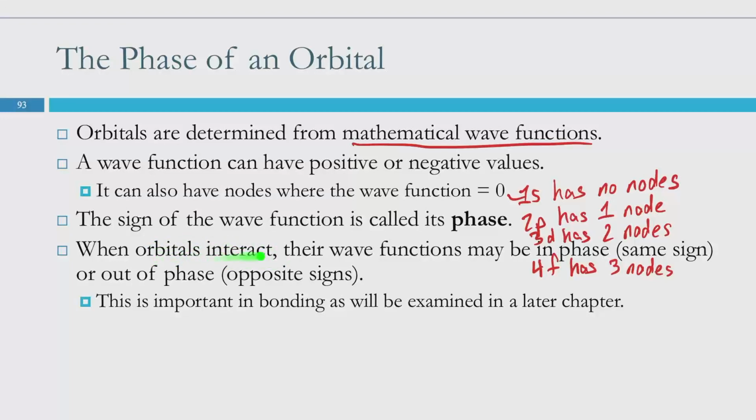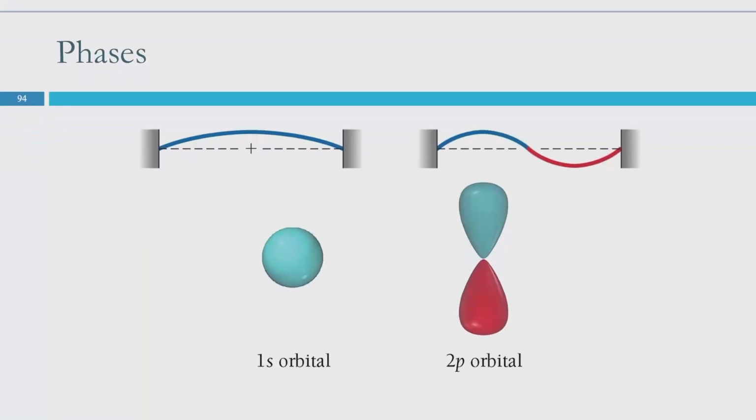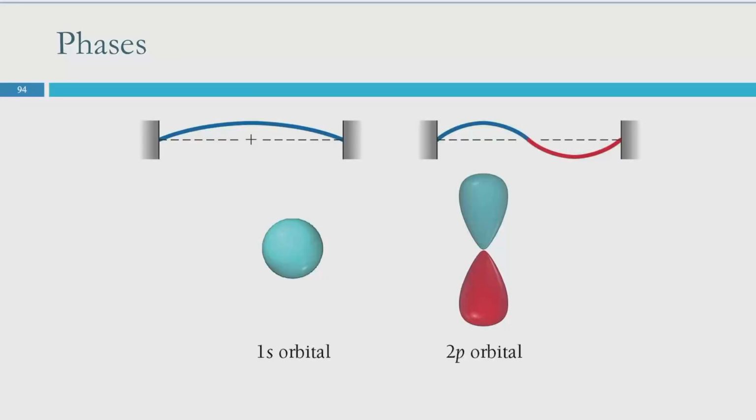When orbitals interact, their wave functions may be in the same phase or the same sign, or they might be in opposite signs. And we're going to be looking at that a little bit in later chapters. We'll take a look at the very most basic, what is a phase. Listening to emo music maybe is a phase. So our phases, our 1s orbital, it's just positive. If we go up to our 2p orbital, here's our node. And part of this is positive and the other part is negative.